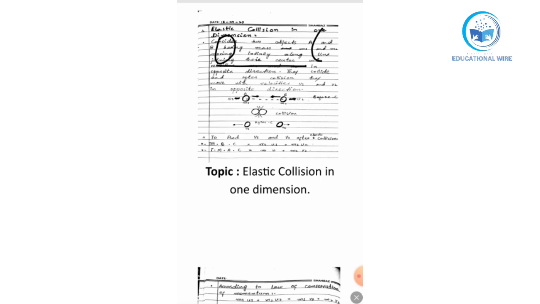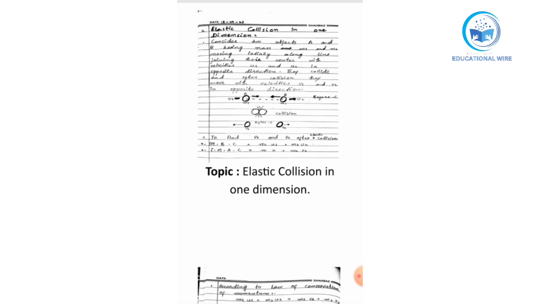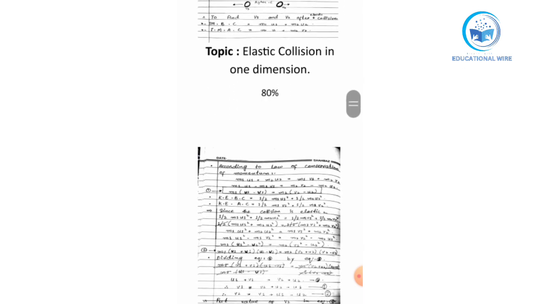Let's suppose this is A, this is B, with m1 and m2, u1 and u2. They collide together. After collision they move around with v1 and v2. Okay, so let's move further to prove this equation, how we can find v1 and v2. For that we have to find v1 and v2 after elastic collision.